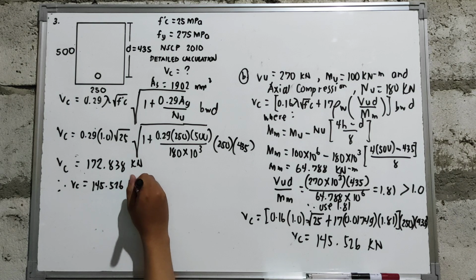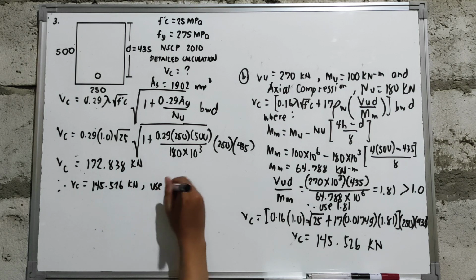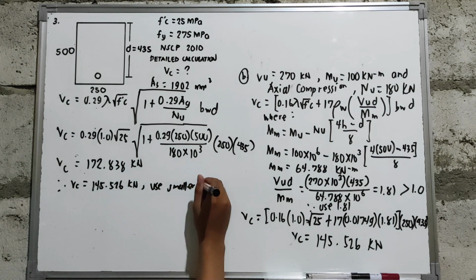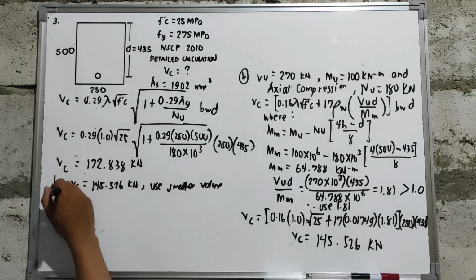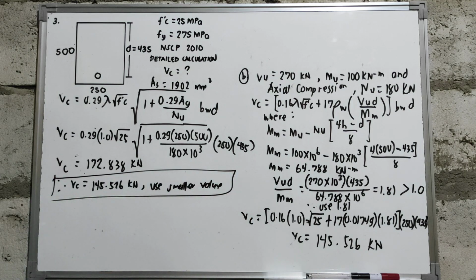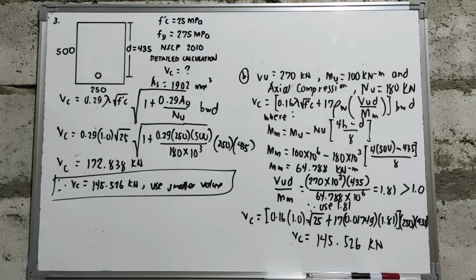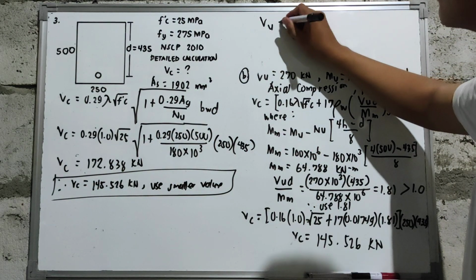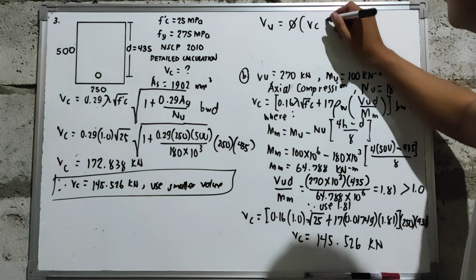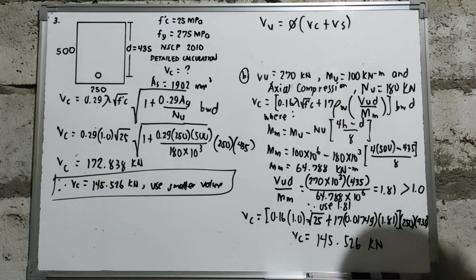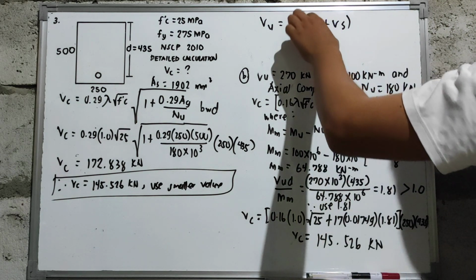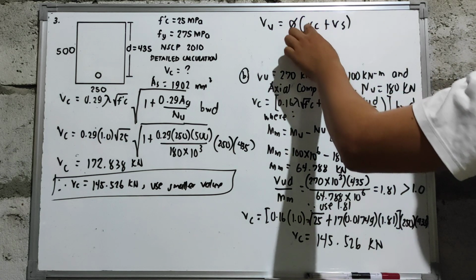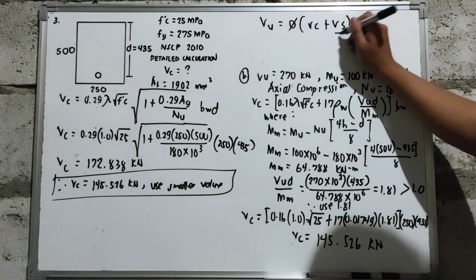Therefore, if we were going to compare yung dalawa, VC is equals to 145.526 kilonewton. We are going to use the smaller value. So smaller value yung gagamitin natin dito. Kasi as much as possible, nililiit natin yung value ng V sub C natin. So, di ba, yung formula natin is pag ganito. Okay? So, nililimit natin yung capacity ng V sub C natin para tumaas yung value ni V sub S.